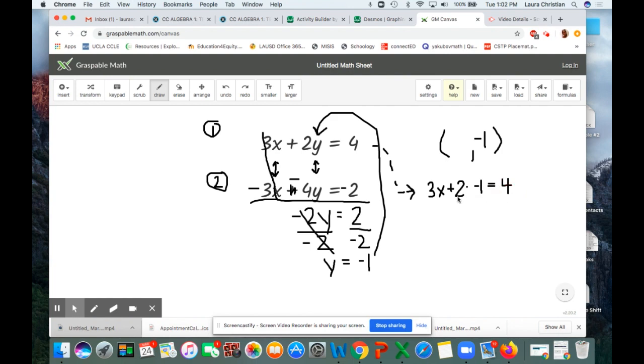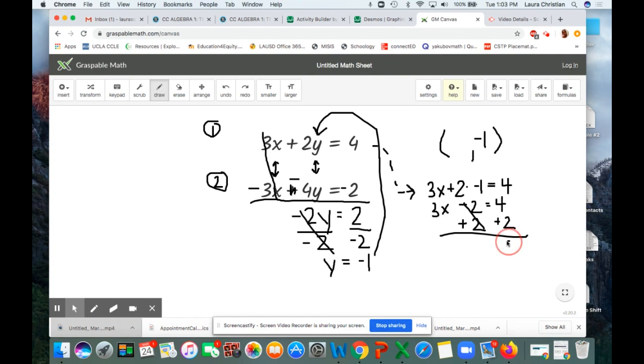So now I can solve for x. Here I have negative 2 equals 4, and the 3x is still there. So I did the 2 times negative 1 is negative 2. And now I'm going to add a 2 to each side. Oops. Let's get my drawing tool back. Add 2, add 2. Keep solving.